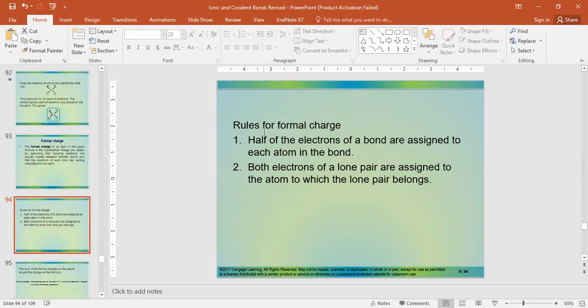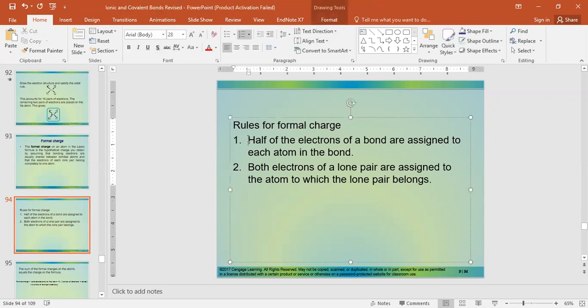What are the rules for calculating the formal charge? Number 1, half of the electrons of a bond are assigned to each atom, because we are saying that the electrons are contributed and shared equally. And number 2, the electrons in a lone pair are assigned to the atom on which that particular lone pair appears. I am going to explain this with particular examples if you pay attention.